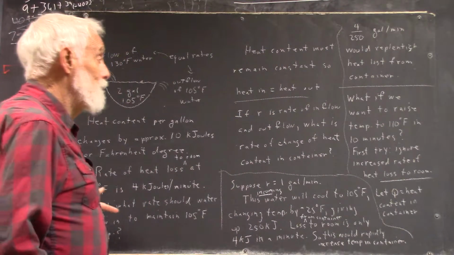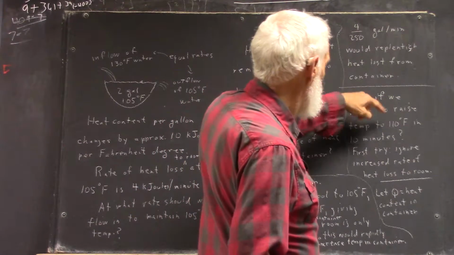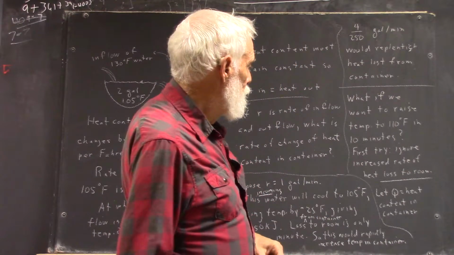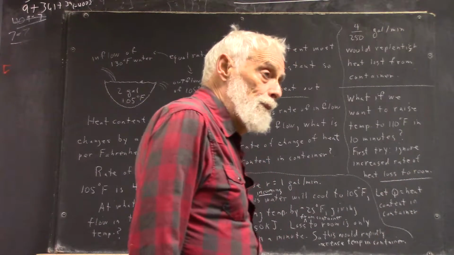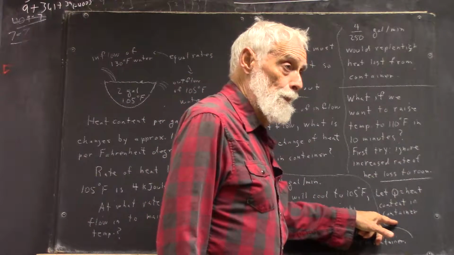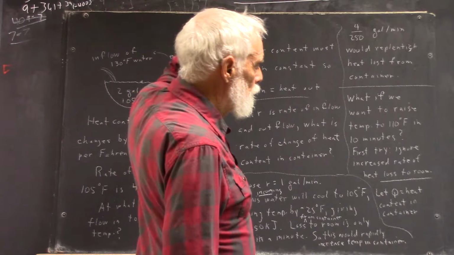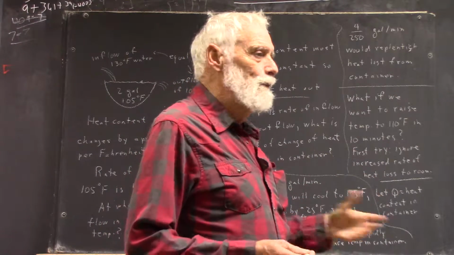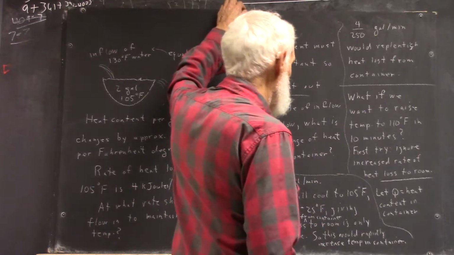Okay? Now, another question. What if we want to raise the temperature to 110 Fahrenheit in 10 minutes? And for a first try on the question, we're going to ignore the increased rate of heat loss to the room. And we're going to let Q equal the heat content in the container. That's going to turn out you need to let Q be the heat content relative to some temperature. And we're going to do probably relative to 105 Fahrenheit. We'll see why we want to do that.